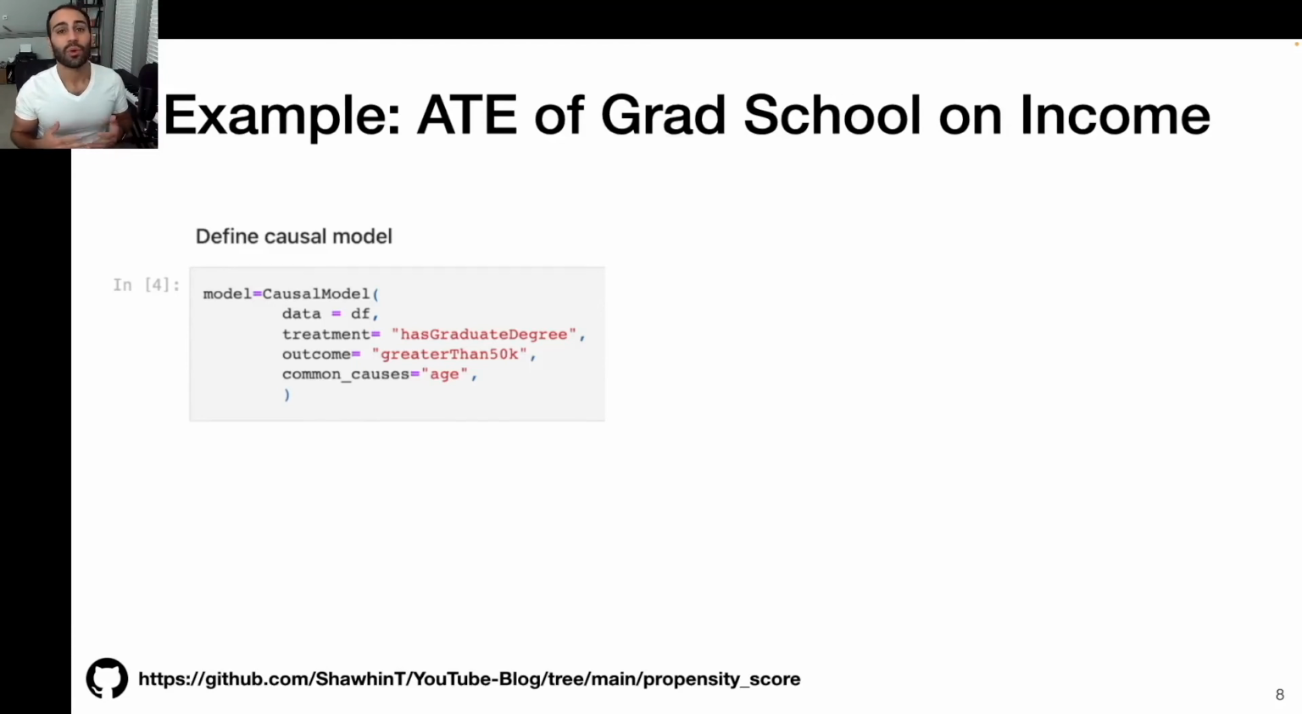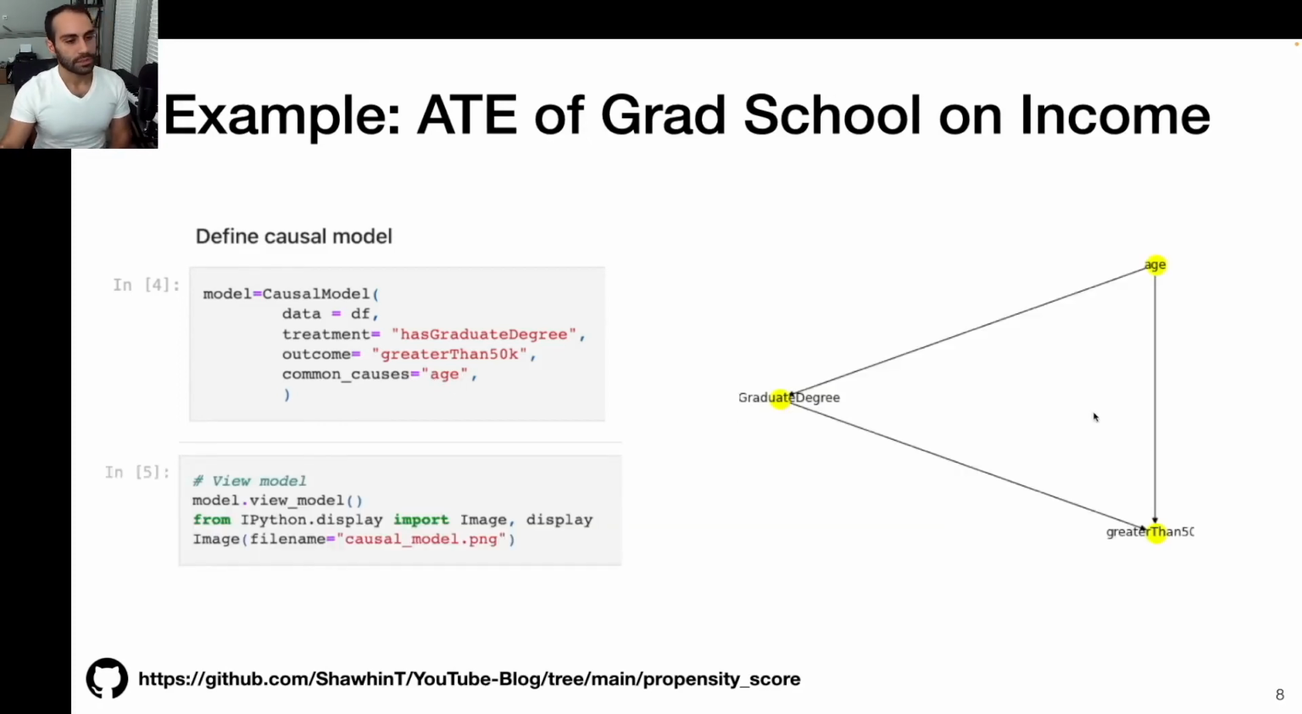We'll get a better sense of why the library is set up in this way in future videos of this series. But for now, we can just view this as picking out or labeling which variables in our data set are the treatments, the outcomes, and the covariates. So our treatment is the variable has graduate degree, which is a Boolean variable indicating whether the subject went to grad school. Our outcome variable is greater than 50K, indicating whether the participant makes more than $50,000 or not. And then we have the common causes, which here we can just view as the covariates, and we just have age as the single covariate.